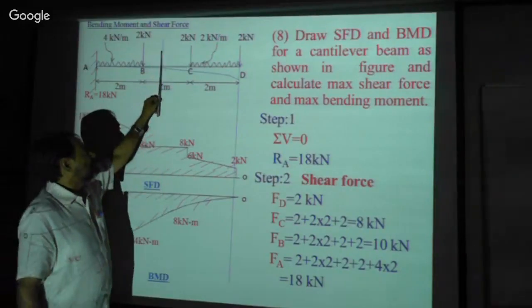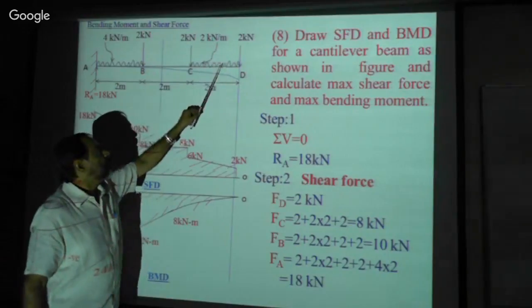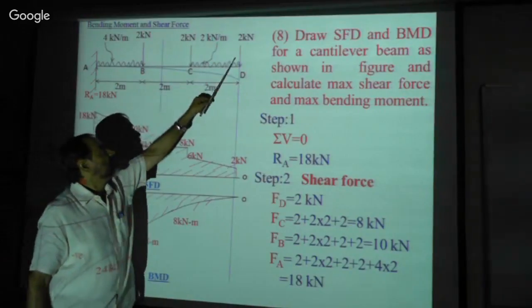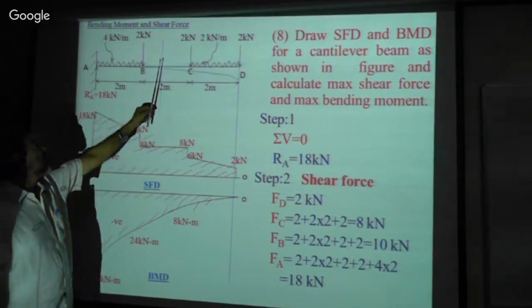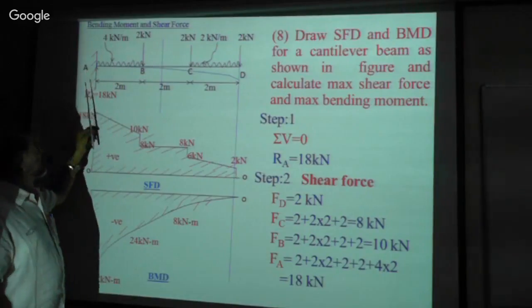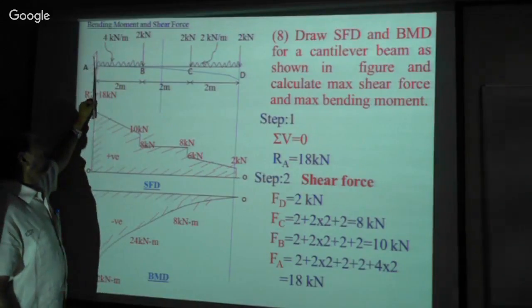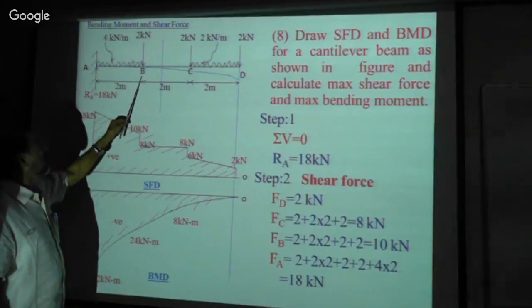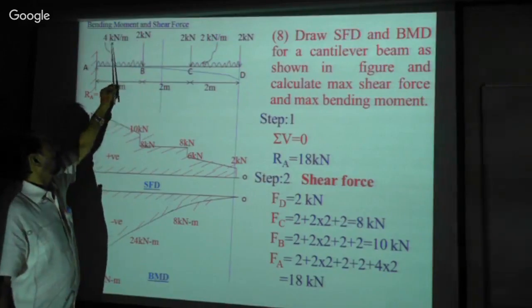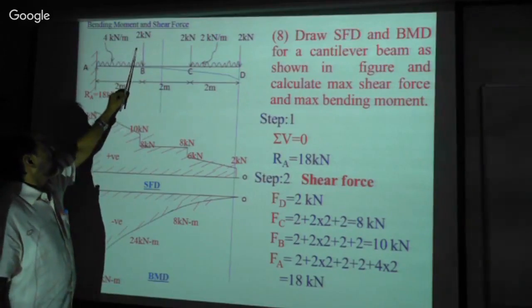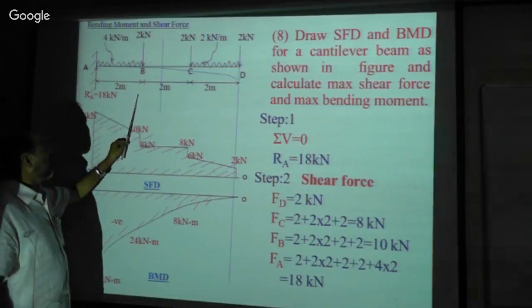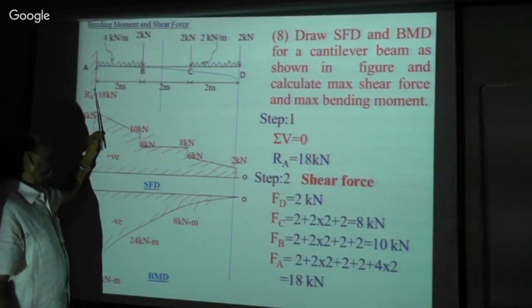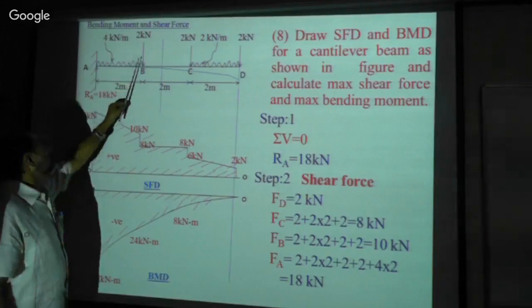If we consider the right hand section, we will get 2 into 2, 4 plus 2 plus 2, 8 kilonewton. Suppose we consider the left hand section: 18 kilonewton is upward, and 4 into 2 is 8 kilonewton plus 2 kilonewton acting downward. These two are acting downward. Therefore, 10 kilonewton is acting downward.